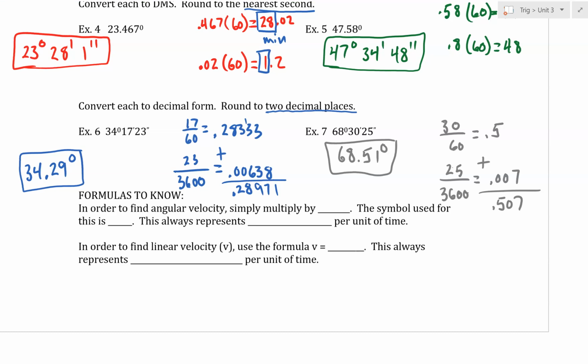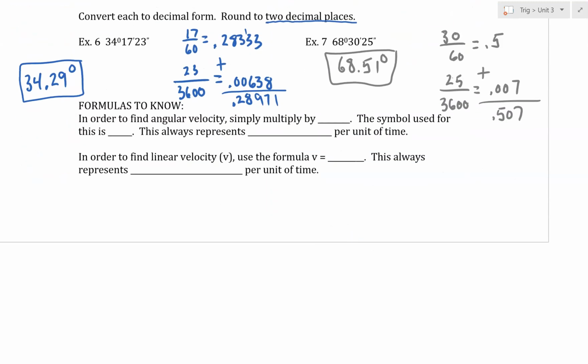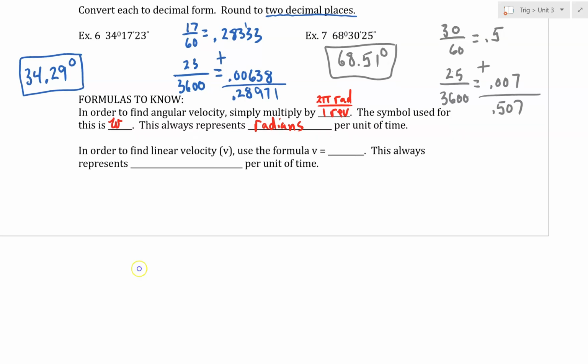The last part of this, just formulas that you should know to keep in mind. So, in order to find angular velocity, you simply multiply by, well, we multiplied by 2 pi radians over 1 revolution. The symbol that we use for angular velocity is that Greek omega. This always represents radians per unit of time. We did everything in minutes, but obviously we could do this by hours. We just have to do a little more converting.